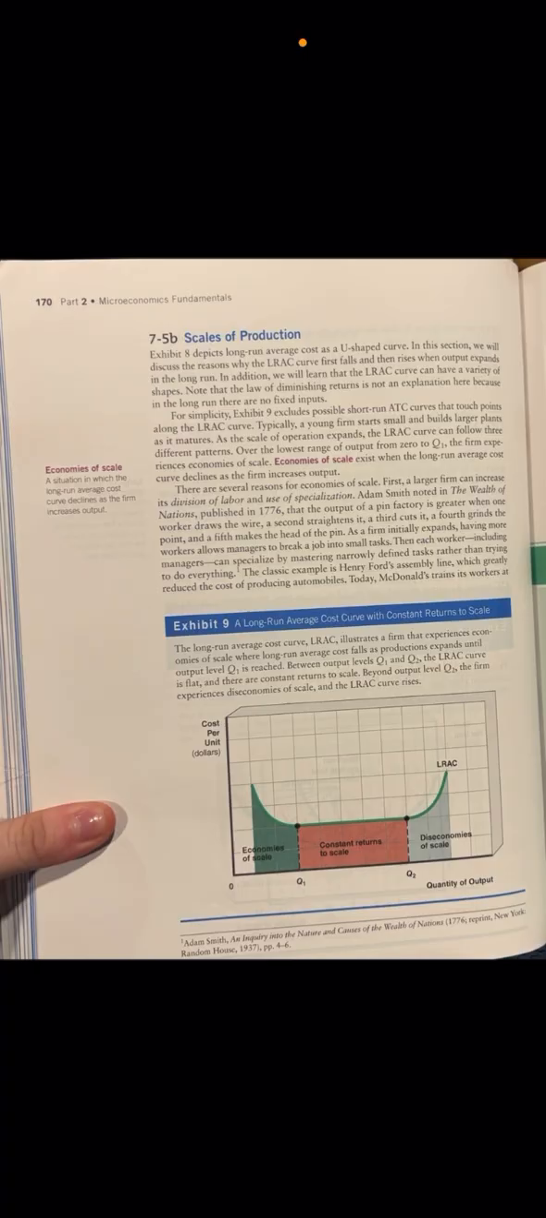A long-run average cost curve with consistent returns to scale. The long-run average cost curve, LRC, illustrates a firm that experiences economies of scale, where the long-run average cost falls as production expands, until the output level Q1 is reached. Between output levels Q1 and Q2, the LRC curve is flat, and there are constant returns to scale. Beyond output level Q2, the firm experiences diseconomies of scale, and the LRC curve rises.